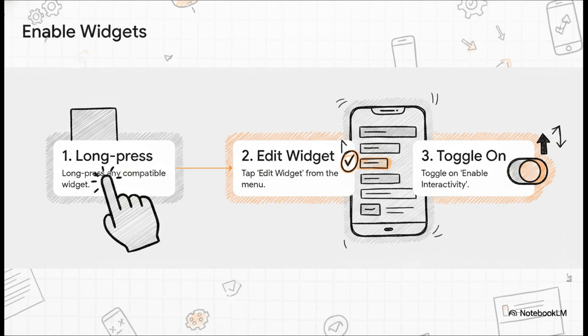So how do you get this working? It's super simple. Just find a widget you want to use, long press on it, and you'll see a menu pop up. Tap Edit Widget, and boom! There's a new little toggle that says Enable Interactivity. Just flick that on and you are good to go. It's a tiny change in your settings that makes a huge difference in how you use your phone.